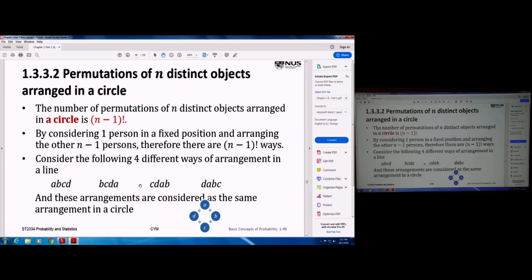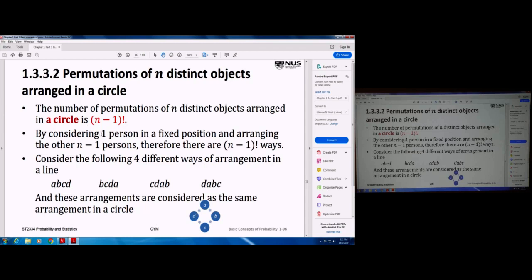So here is a permutation of n distinct objects which are arranged in a circle. This is the example. I have A, B, C, and D. I'm asked, how can I arrange those n objects in a circle? And that's n minus 1 factorial. I'm giving you the answer. Why is that the case? Well, let's think about that.